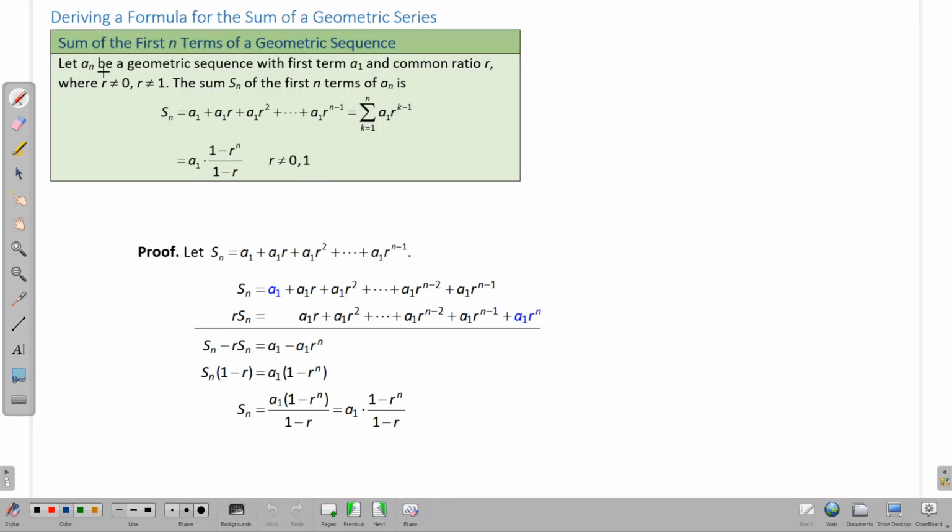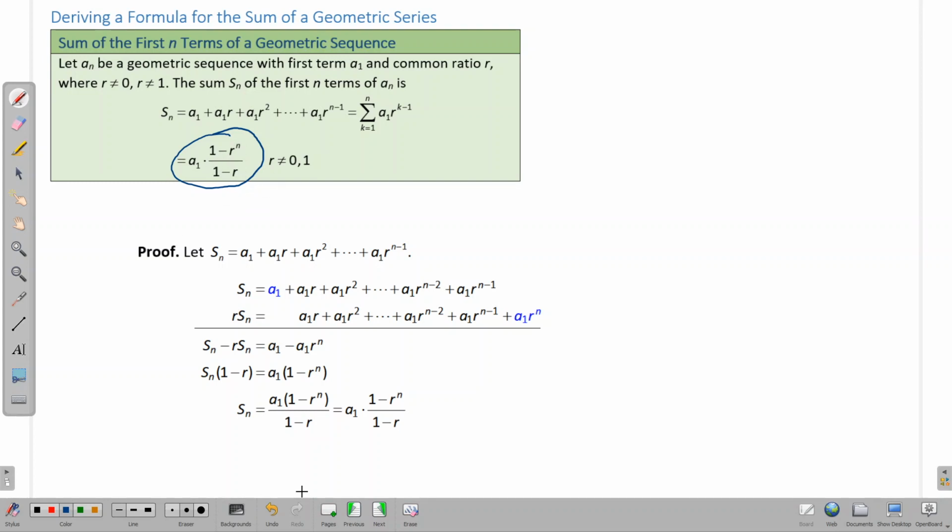It says if a sub n is a geometric sequence where a1 is the first term and the common ratio is r, like it's been, then the sum, we're going to still denote that by S sub n, use the same notation. This is what the sum of a geometric sequence looks like. That's nothing new. We know that's what a geometric series is. And then this is just expressed as summation notation. So really nothing new between each of these. The important part of this is right here. This is the closed formula. The sum of a geometric series is the first term multiplied by 1 minus r to the n over 1 minus r.